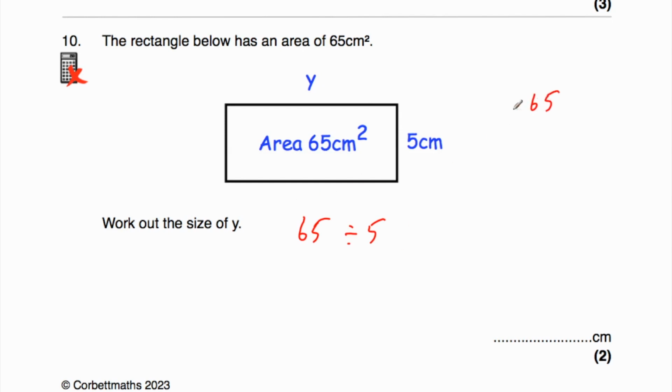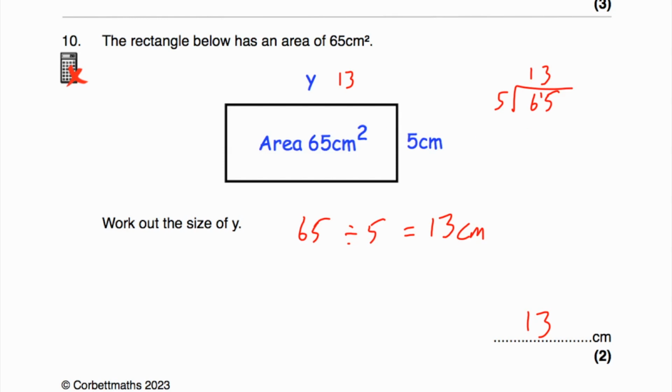And let's use our bus shelter method because it is a non-calculator question. How many 5s go into 6? 1. Remainder 1. How many 5s go into 15? 3. So that means the length of the rectangle is 13 centimeters, and that's it. So y is 13 centimeters. And we could check our answer. If the length is 13, if we do 13 times 5, that's equal to 65, which is the area. So we know that we're right.